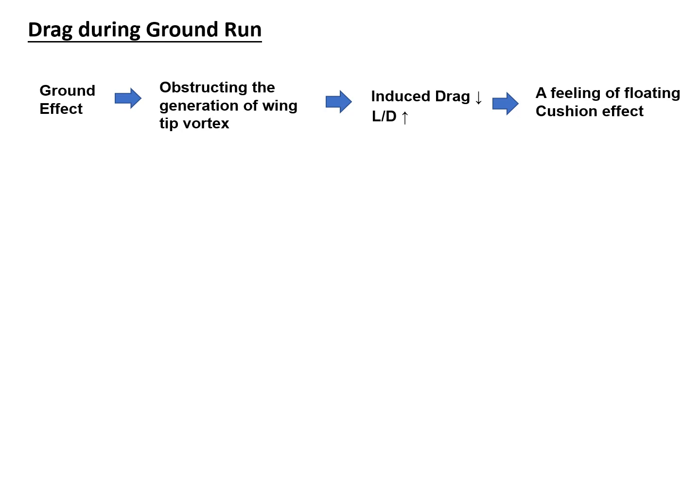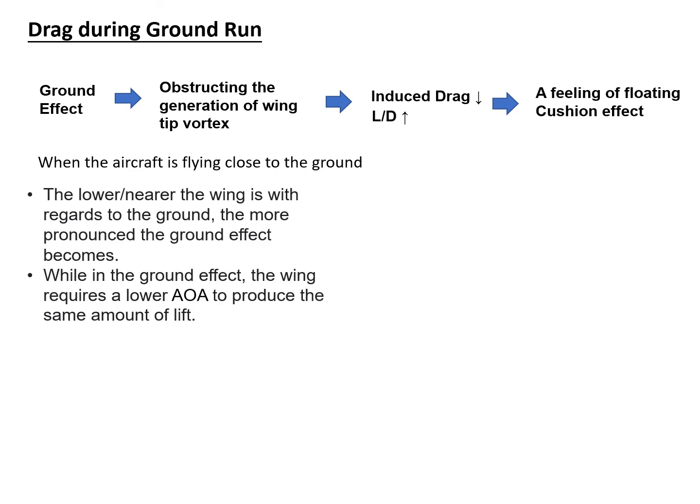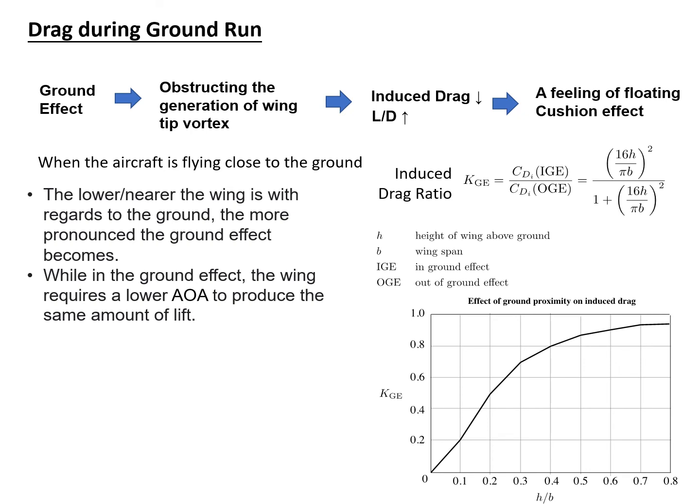Now if you're flying an aircraft during the ground effect, the pilot will have a feeling of floating or the cushion effect. So when the aircraft is flying close to the ground, the lower, the nearer the wing is with regard to the ground, the more pronounced the ground effect becomes. And while in the ground effect, the wing requires a lower angle of attack to produce the same amount of lift.